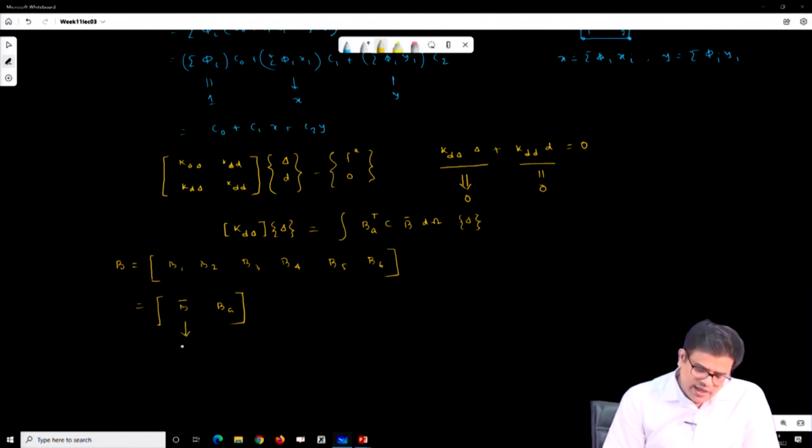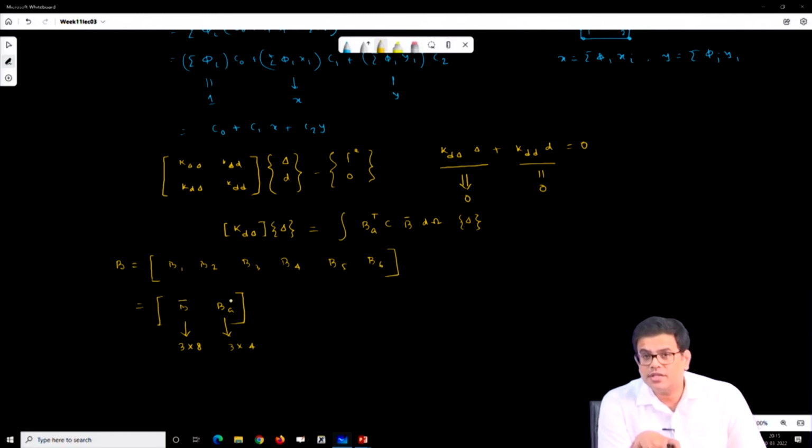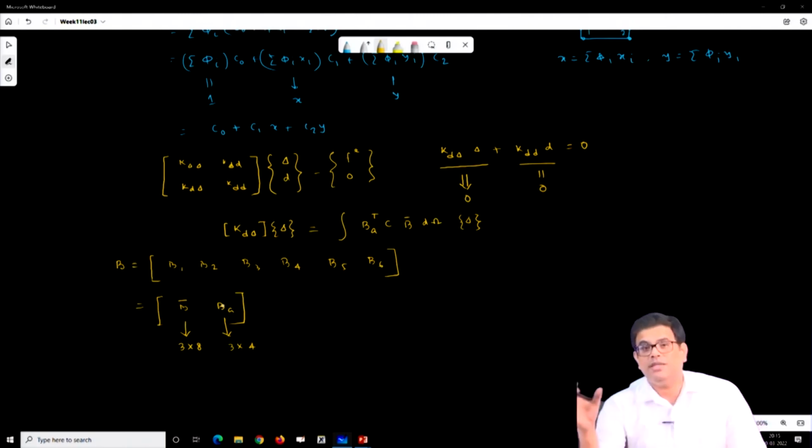So this is the standard 3 cross 8 B bar, and this is my 3 cross 4 B A. That is why this B becomes 3 cross 12. So this is B A, which is coming from the stiffness matrix manipulation or the substructuring of the stiffness matrix. Naturally this B A contains B5 and B6.